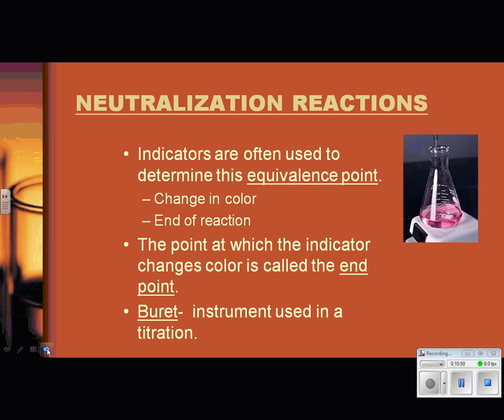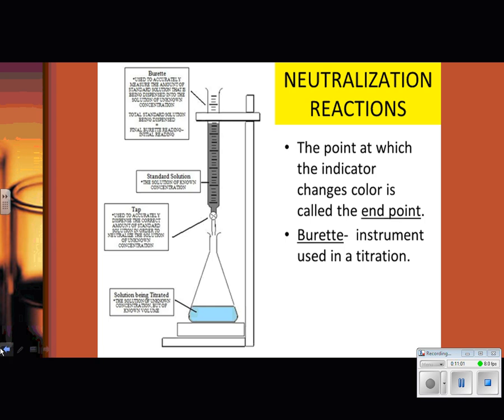We also use an instrument called a burette for when we do titrations. This is actually a picture of an Erlenmeyer flask. Okay, this is a picture of a burette right here at the top. Oh, where did my, I don't know where it went. Oh, there it is. Okay, so the burette is up here. This is it right here. Okay, but I'll go back.